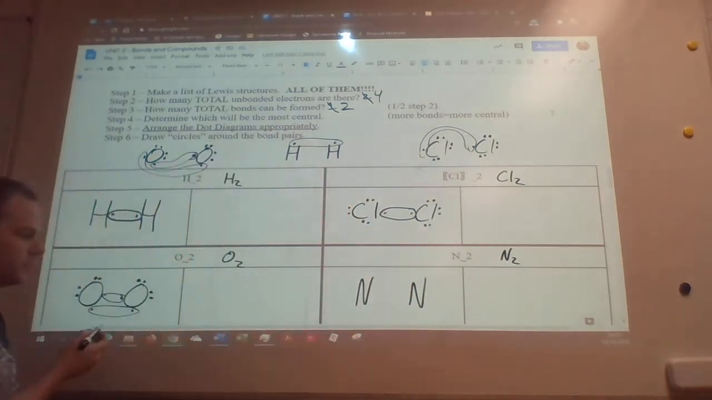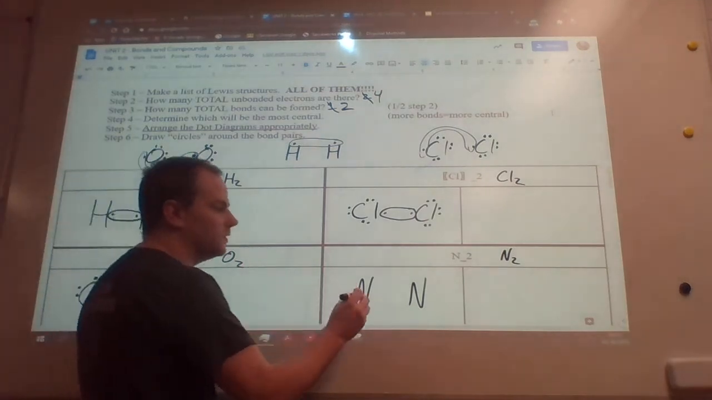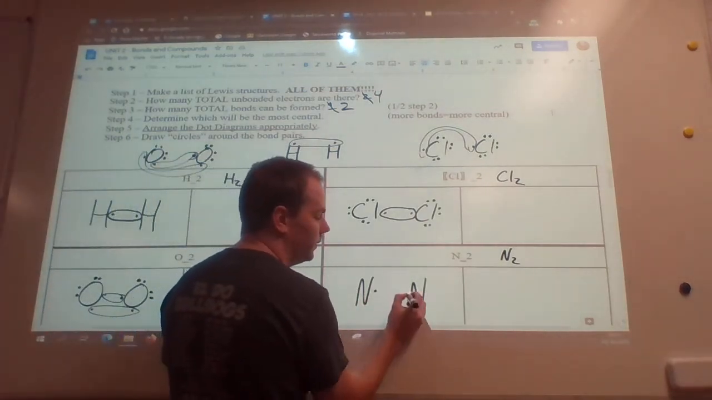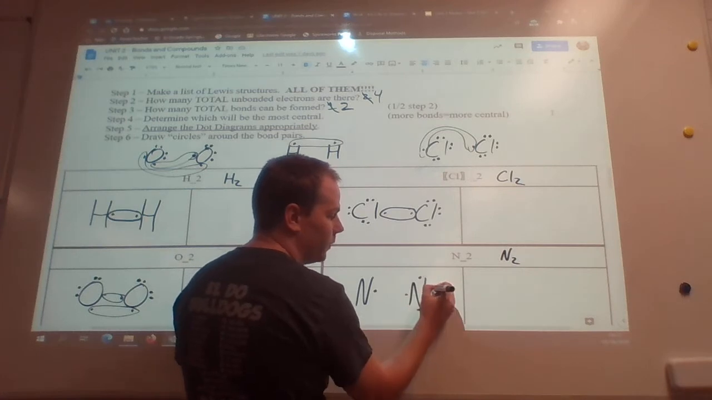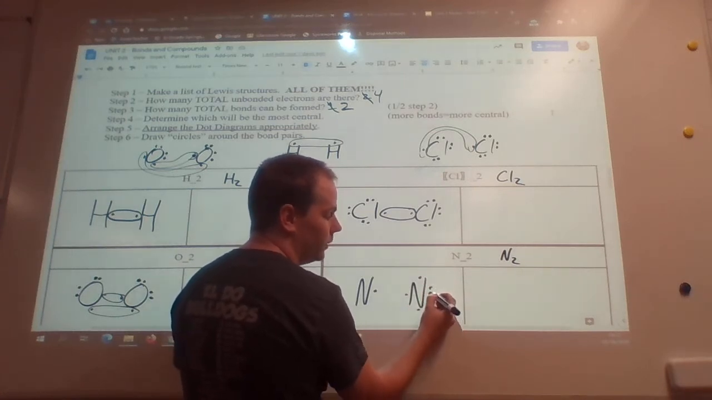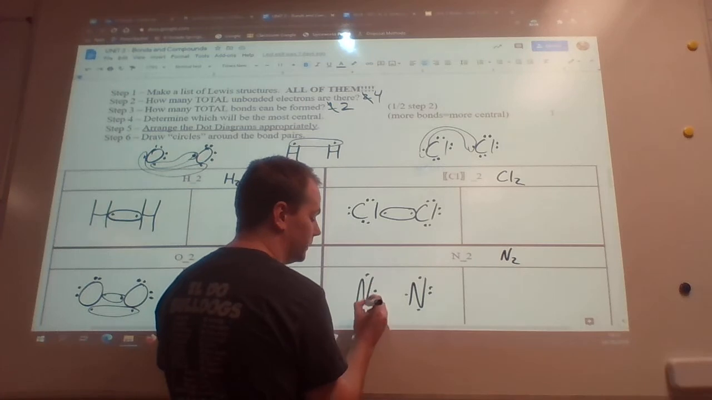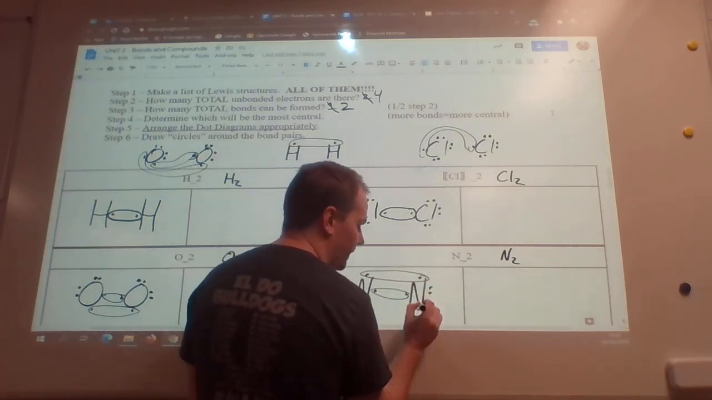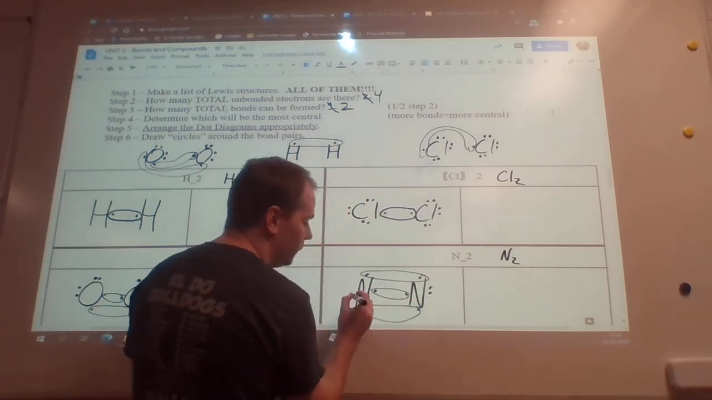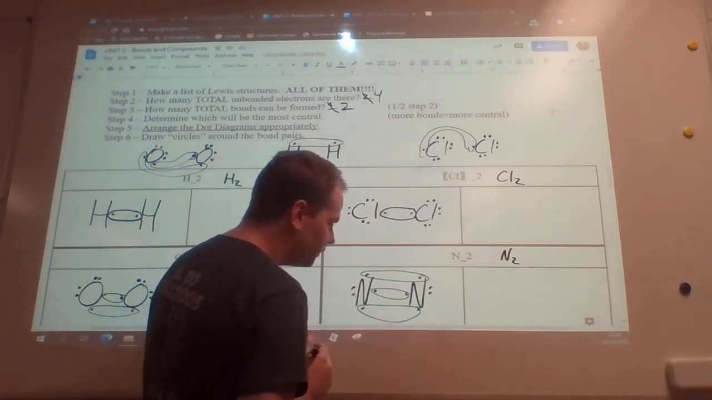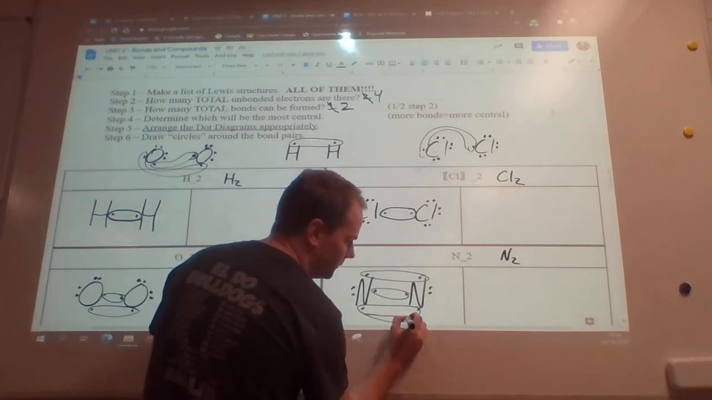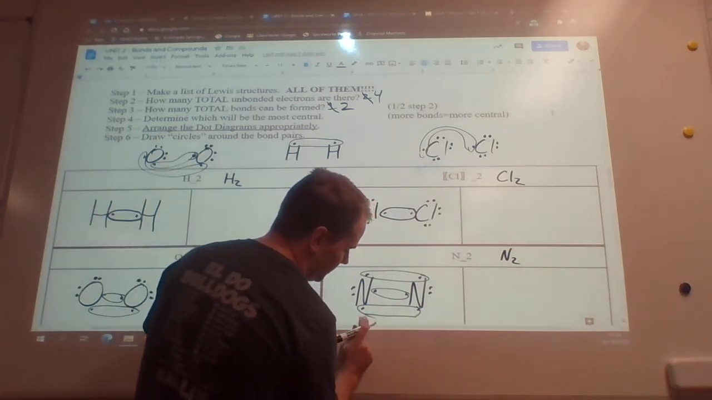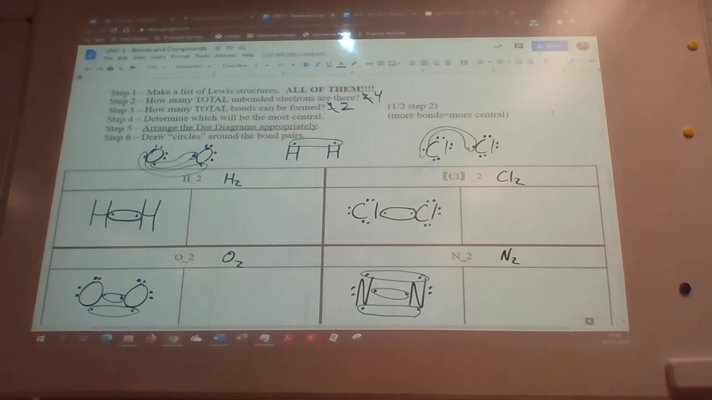Now, based on oxygen, you shouldn't be too terribly surprised. This is going to be another example of a multi-bond. So nitrogen is going to have 1 lone pair and 3 single electrons. So we set them up like this, and that allows them to form their bonds. This is a little messy. There. So that would be your dot diagram, your molecular Lewis structure for N2.